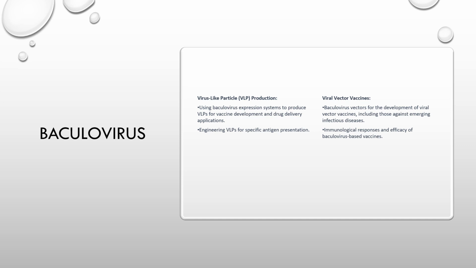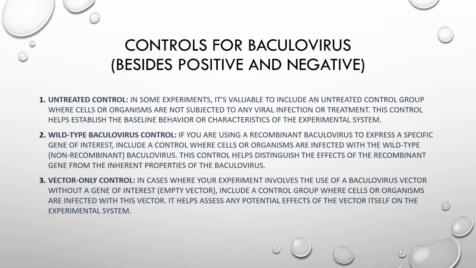Baculovirus virus-like particle production, using baculovirus expression systems to produce VLPs for vaccine development and drug delivery applications, is a widely studied topic nowadays. Engineering VLPs for specific antigen presentation is very, very important. Viral vector vaccines: baculovirus vectors for developing viral vaccines, including those for emerging infectious diseases, such as the ones we discussed earlier, malaria, hepatitis B and C, and the immunological response and efficacy of baculovirus-based vaccines.